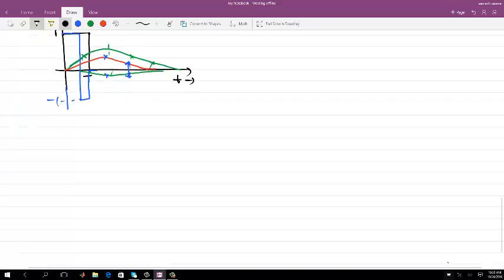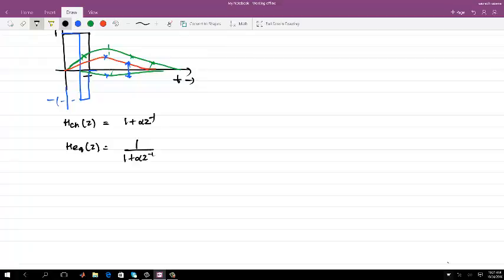So let me just show you with an example. Let's say the channel response is 1 plus alpha z inverse. Now if I want to have an equalizer which completely cancels the channel in an ideal fashion, that should be equal to 1 by 1 plus alpha z inverse. Right?